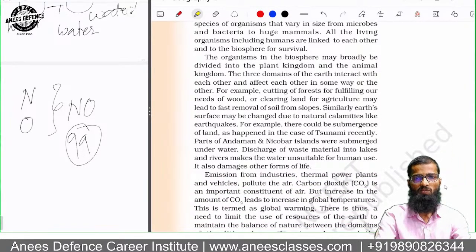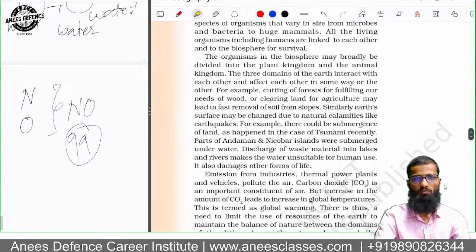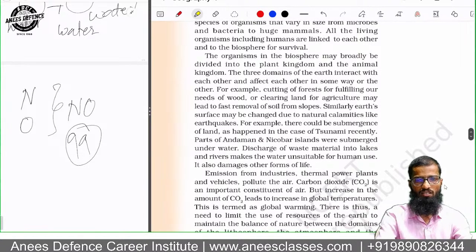The organisms in the biosphere may be broadly divided into plant kingdom and animal kingdom. आपको पता है kingdoms, phylums क्या होता है? Class, order, species, genus. We are going to study about that in the biology class. Stay tuned. We'll discuss there the plant kingdom, animalia and others. Okay.